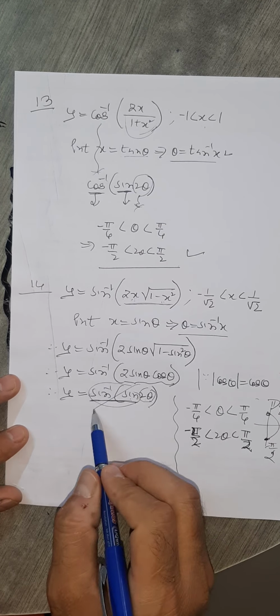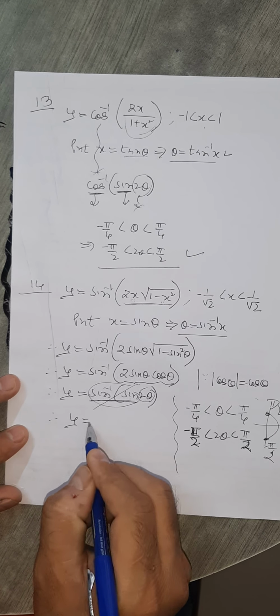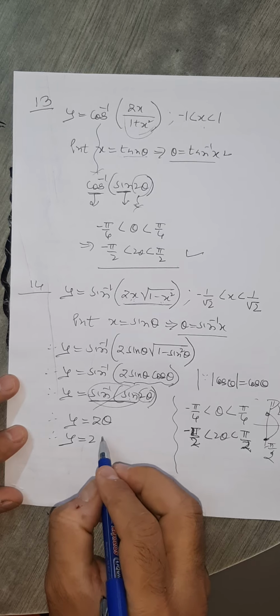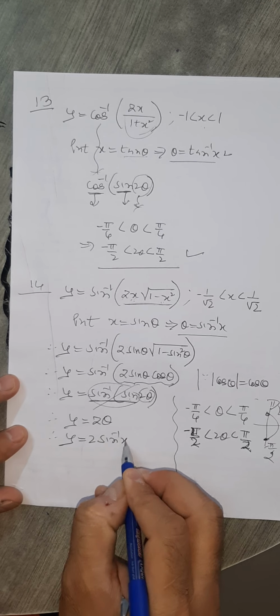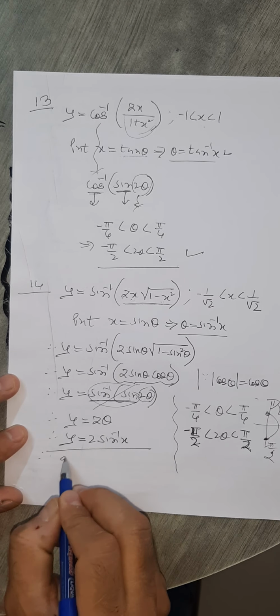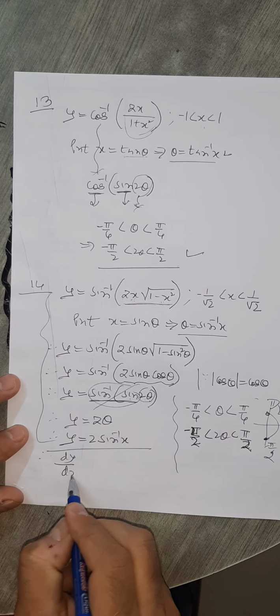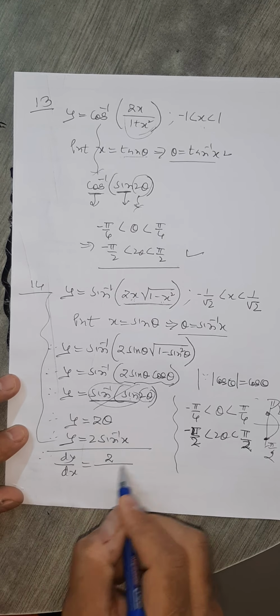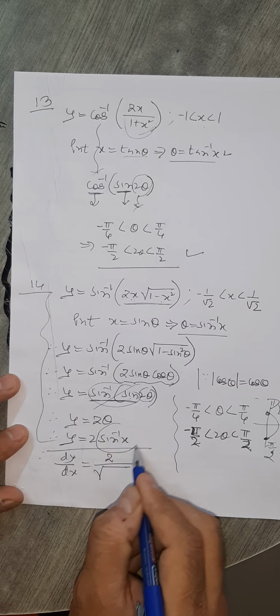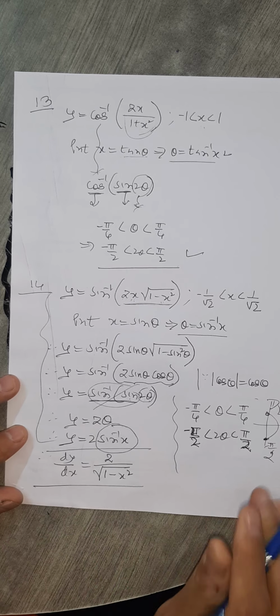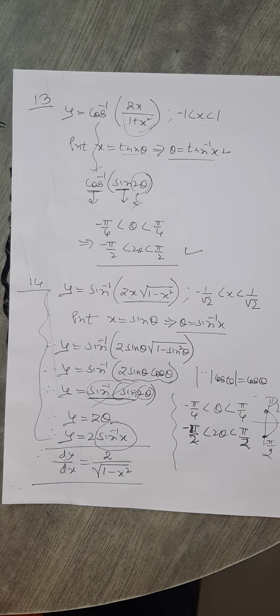So this will get cancelled. So y equals to 2 theta. But what was theta? Theta was sine inverse x. And now finally the differentiation. So this is chapter number 2. dy by dx equals to 2 upon root of, derivative of sine inverse x, 1 upon root of 1 minus x squared. So this is your answer.